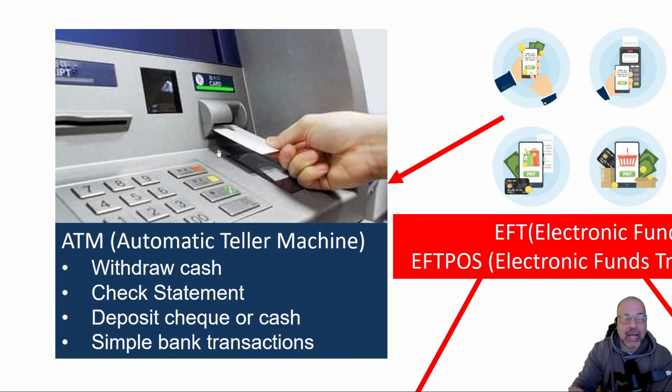So you will put how much you want to withdraw, and if the funds are available, it will give you the cash. And then print a receipt. It will ask you, is there anything else that you would like? If you say no, it will eject your card and you can go on your way.